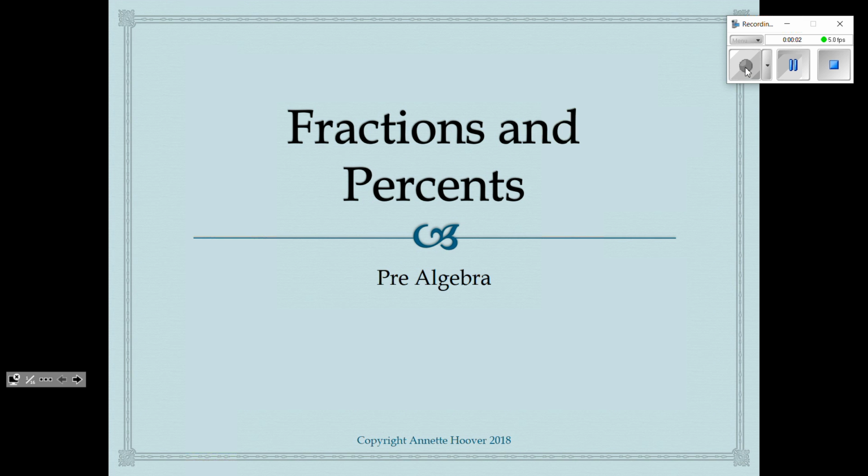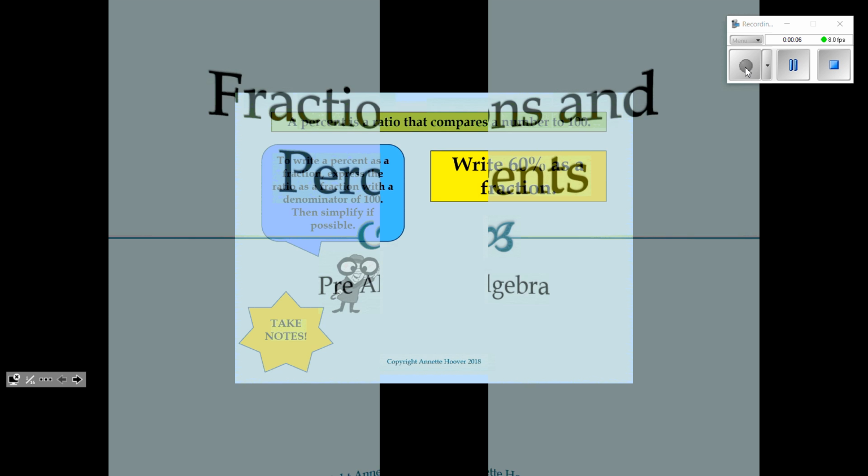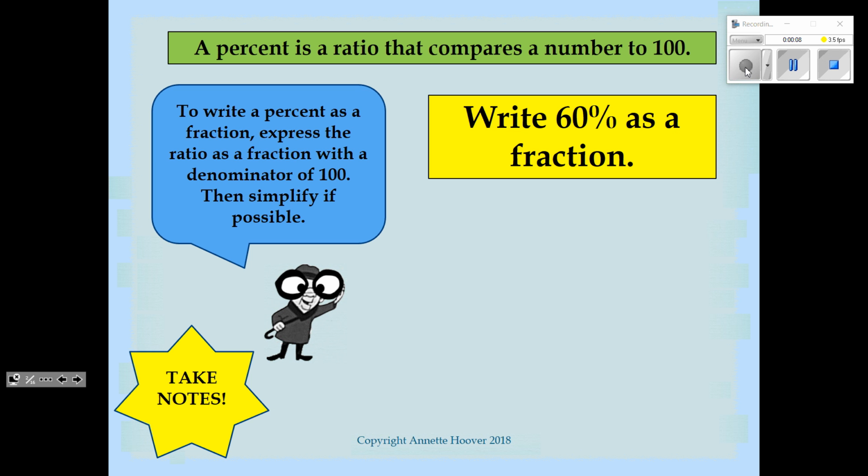In this lesson, we are going to be converting percents to fractions. So if you have your notes, here we can look at this. A percent is a ratio that compares a number to 100. So a percent is always with a denominator of 100.